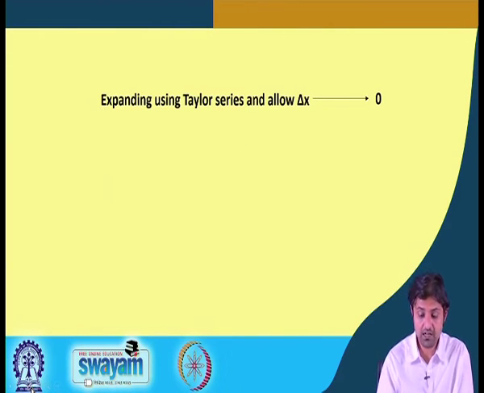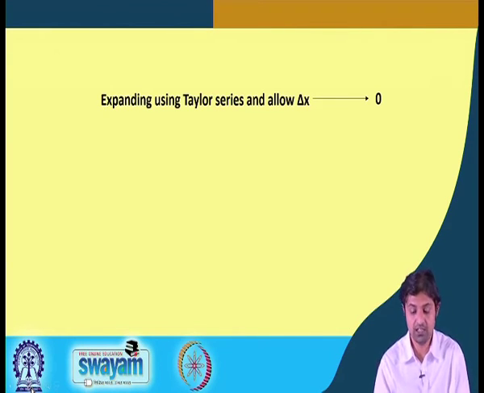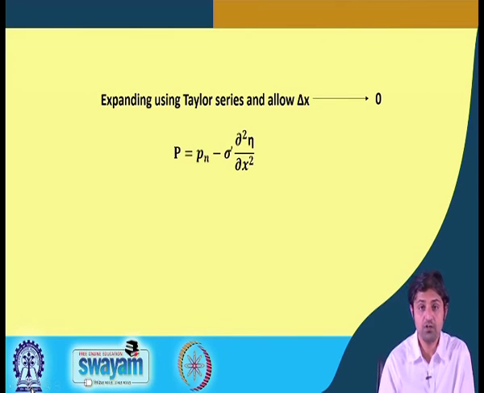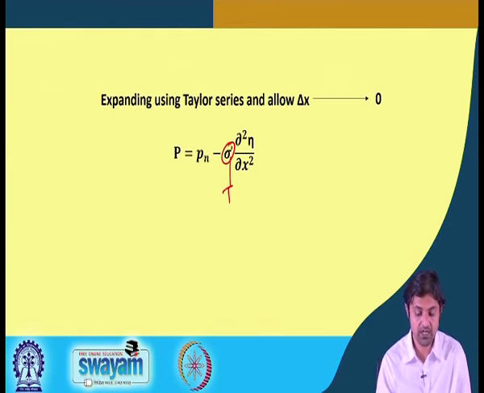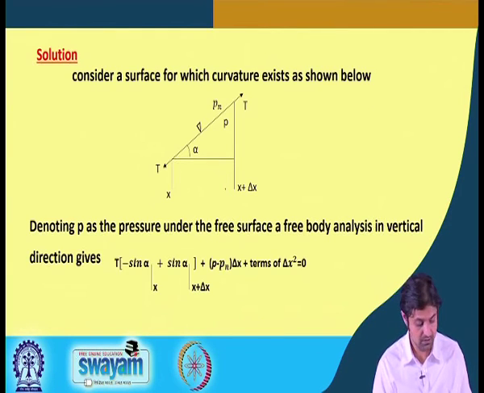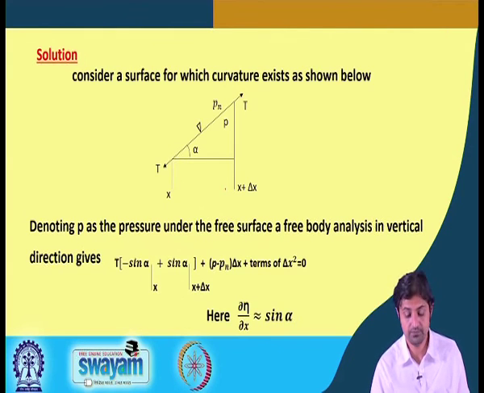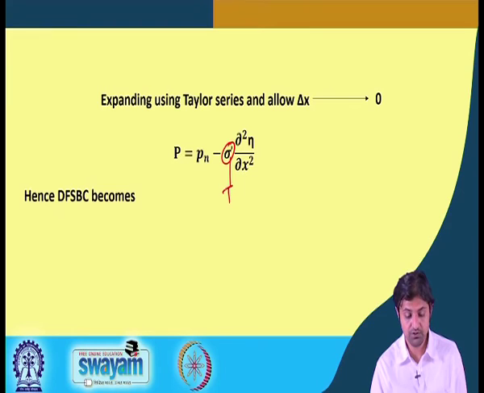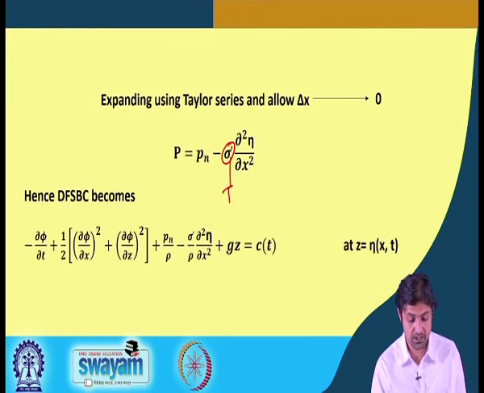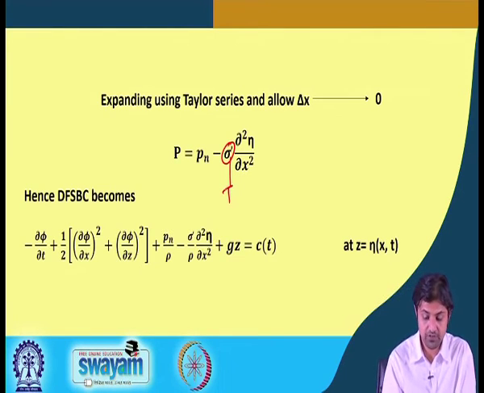So, if we expand it using the Taylor series and allow delta x going to 0, we will get P is equal to P n minus sigma dash, which is nothing but T, del square eta by del x square. All right. If you put sine alpha as del eta by del x, this is what we are going to get.